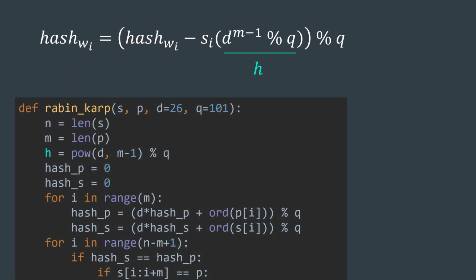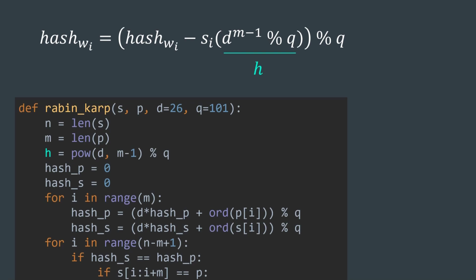In code, we add a variable h where we store d power m minus 1 modulo q to avoid computing it again at each iteration. And by the way, we should be careful when calculating it. D power m minus 1 can cause an overflow.